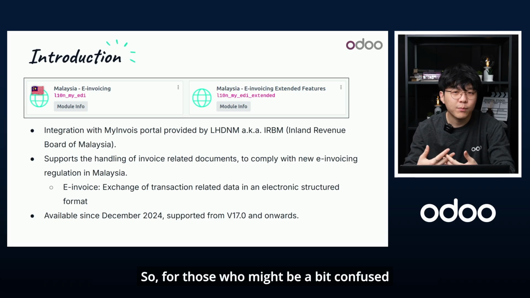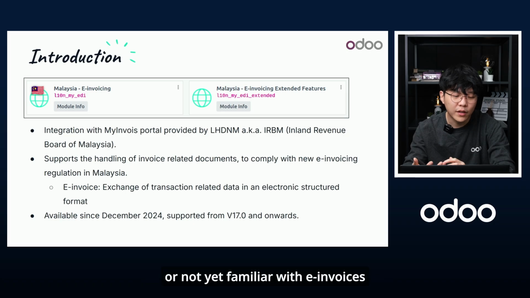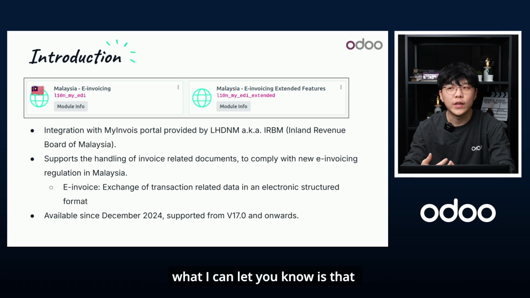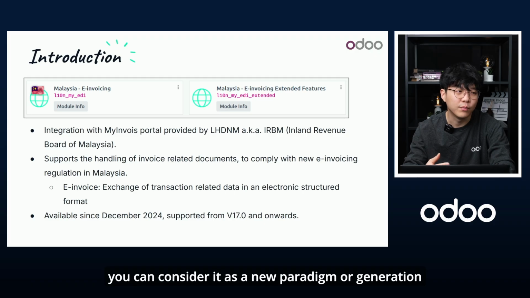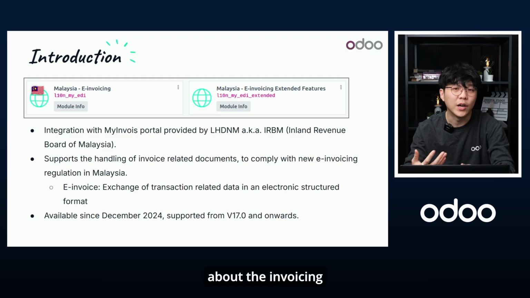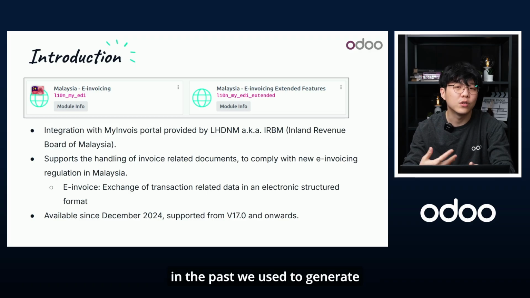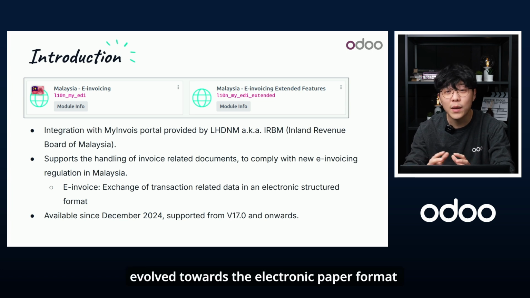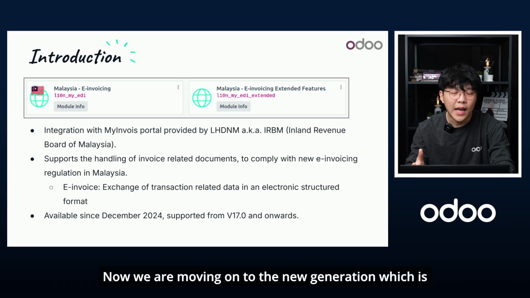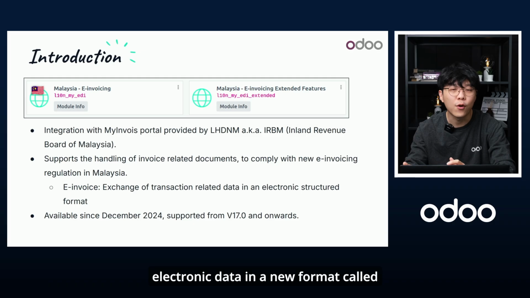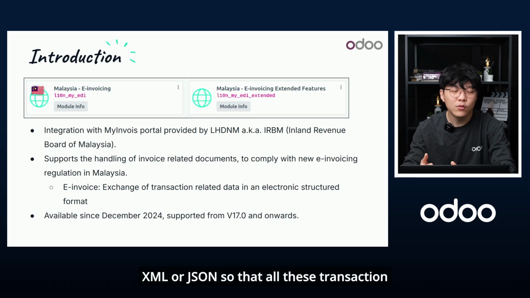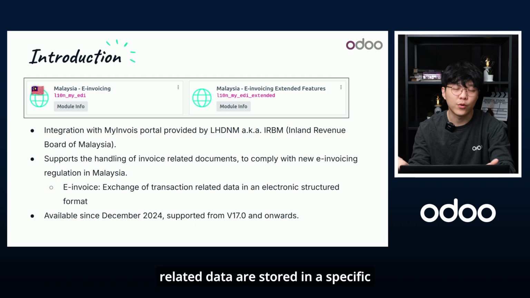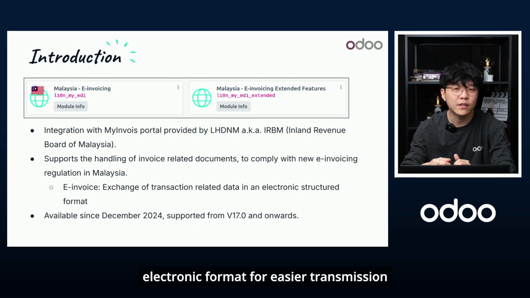For those who might be a bit confused or not yet familiar with e-invoice, you can consider it as a new paradigm or generation of invoicing. In the past, we used to generate invoices in paper format, and then we evolved towards the electronic paper format, which can be in PDF. Now we are moving on to the new generation, which is electronic data in a new format called XML or JSON, so that all the transaction-related data are stored in a specific electronic format for easier transmission.